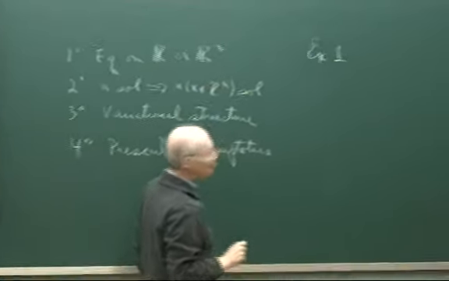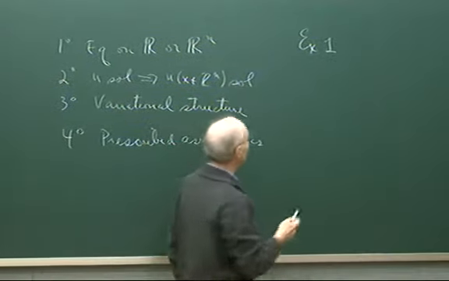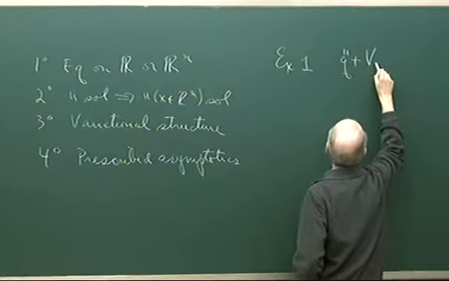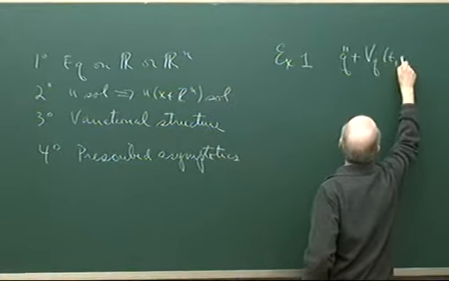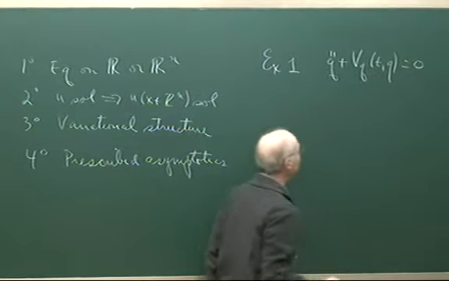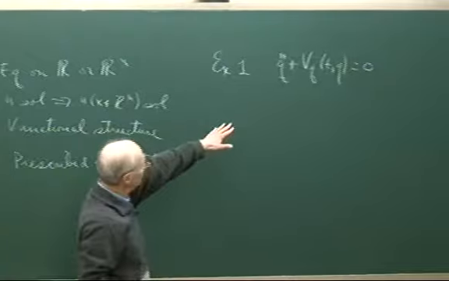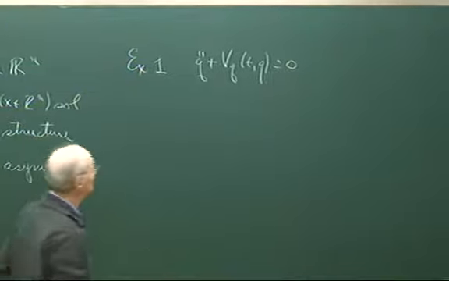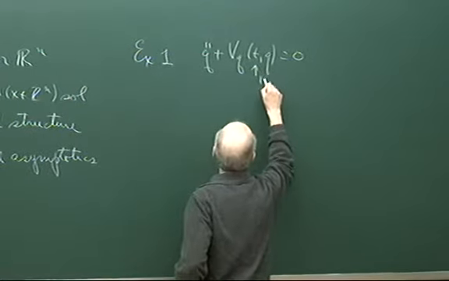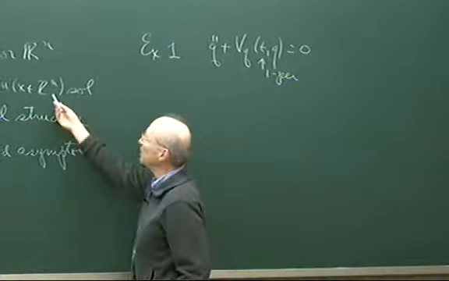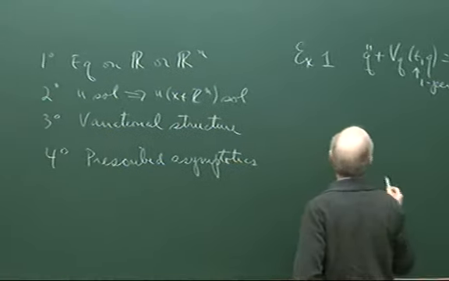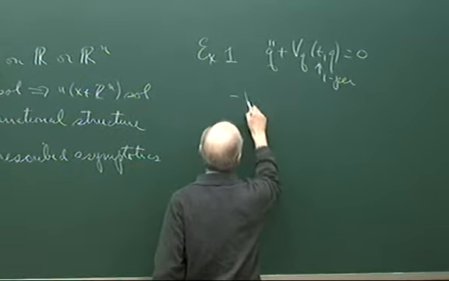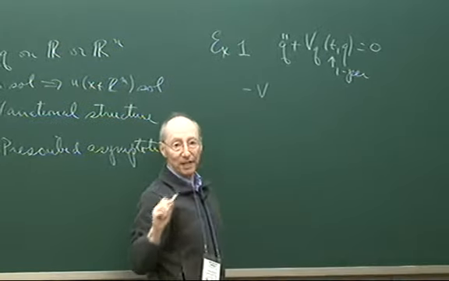Say, let's take a Hamiltonian system of ordinary differential equations. So q double prime plus V_q(t, q) equals 0. And the potential V, say, is one periodic in time. So that will give you a Z symmetry for solutions. And let's assume that minus V is a double well potential.